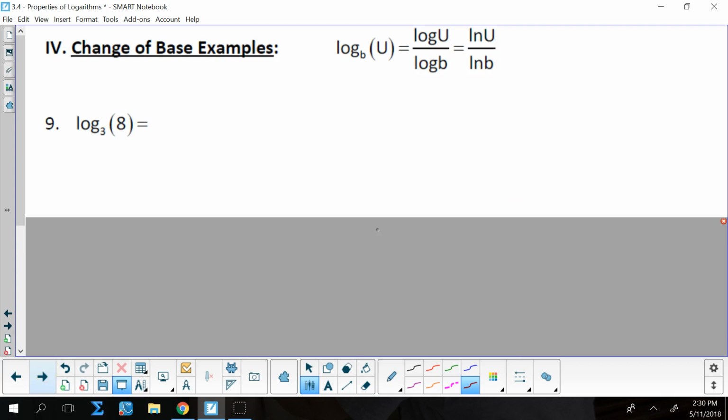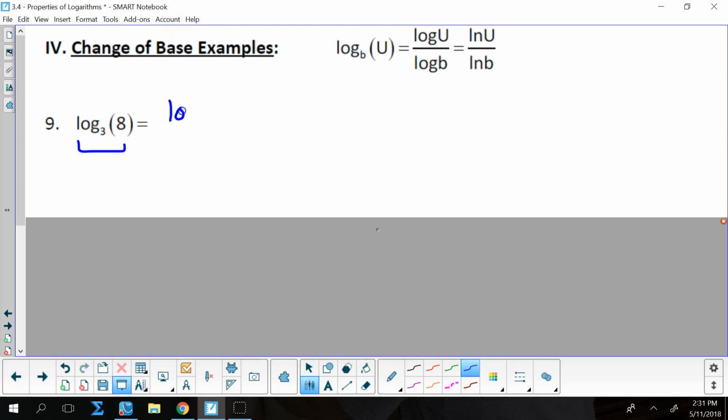Change of base formula. Okay? So the change of base formula, what exponent? Remember, logs are exponent finders. And the first thing that I told you on Friday in my classes was logs are exponent finders. In my brain, when I see log base 3 of 8, I'm thinking, what exponent can I put onto 3 to get me 8?